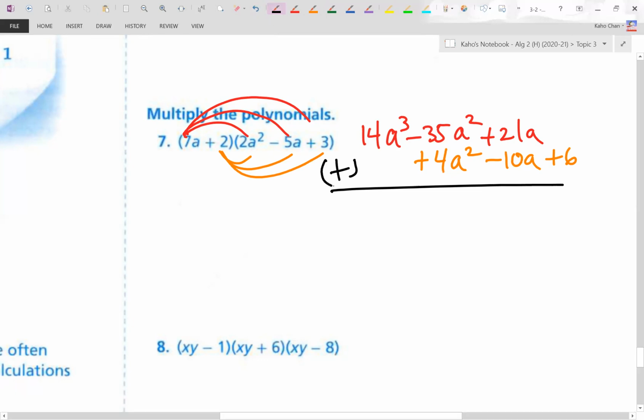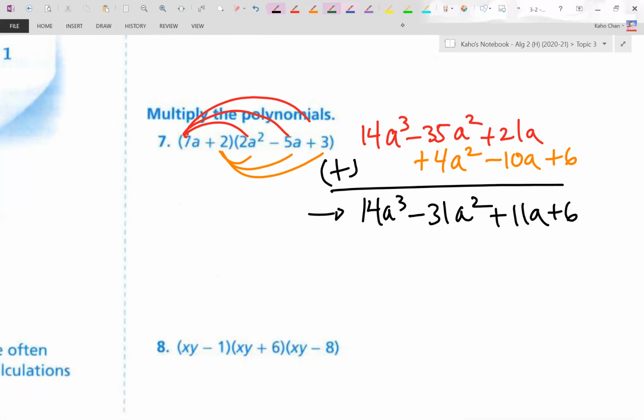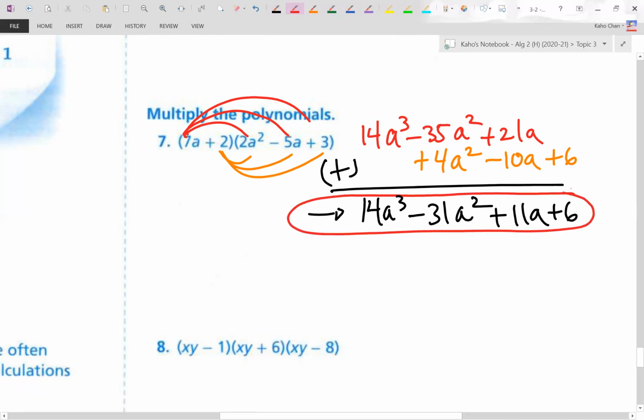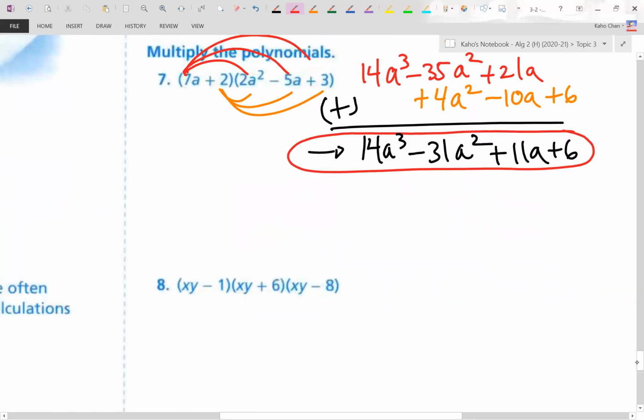Pretty easy. Now give me my final answer, 14a to the third. Ooh, what's this? Minus 31a squared. Ooh, plus 11a plus 6. And there's my answer. Yay. Ooh, I'm looking at number 8. Any questions about number 7? All right. Number 8, one of those we got to do 2 at a time and then worry about the last one last. Okay, fine.